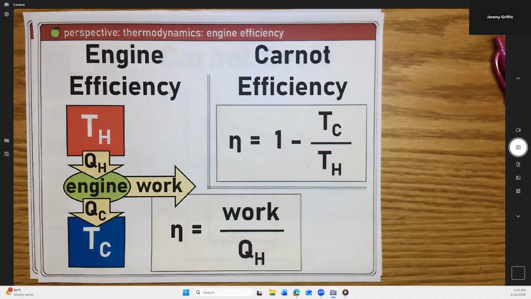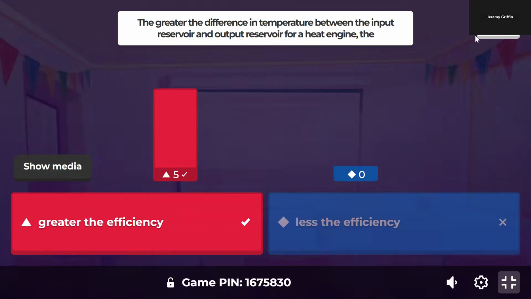I think that question might become a Kahoot question. Can you guys jot that down on paper? I think that's one of the questions about to pop up on Kahoot. So the efficiency, that's what eta is right here. Eta is 1 minus the ratio of the temperatures, but the temperatures have to be in Kelvin. Can you guys do that? We're going to find out pretty soon here.